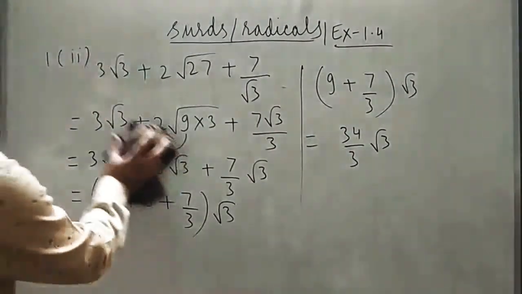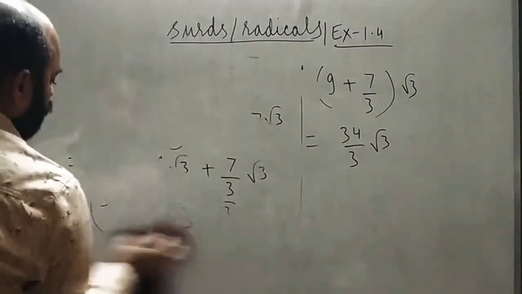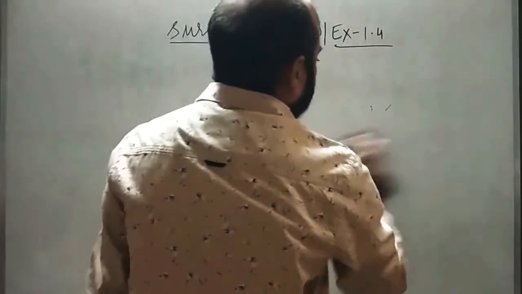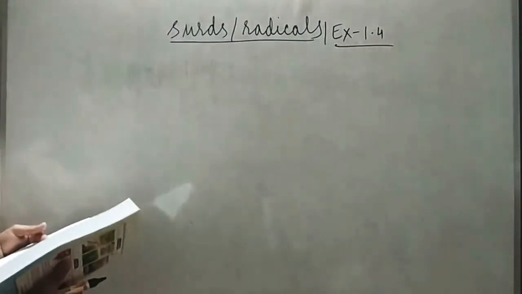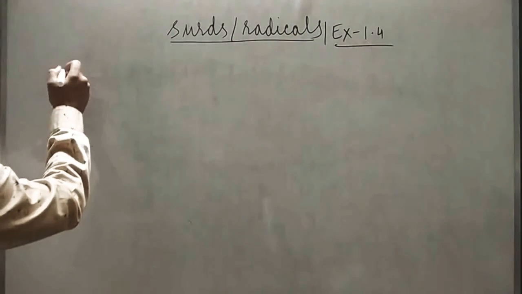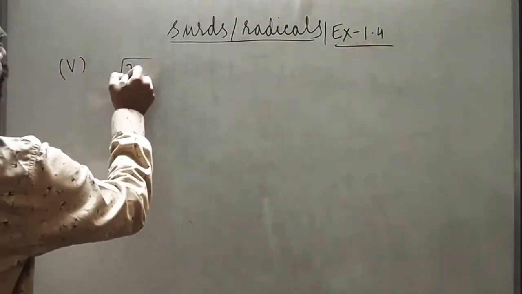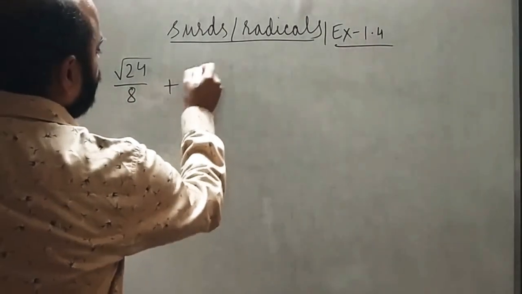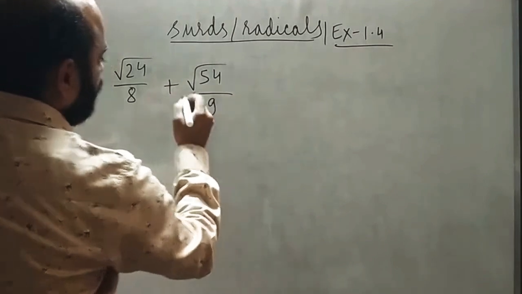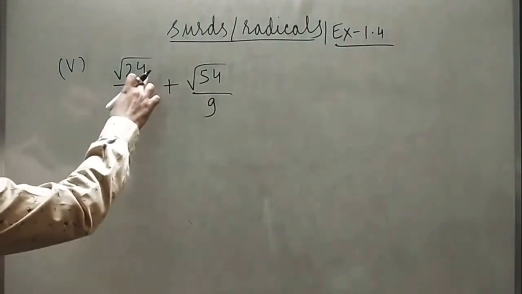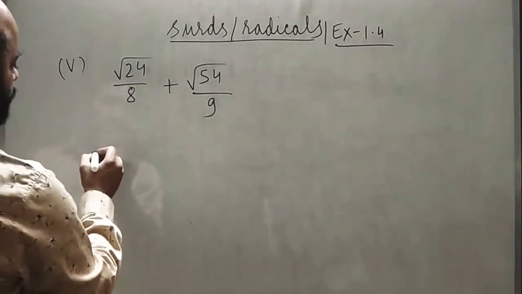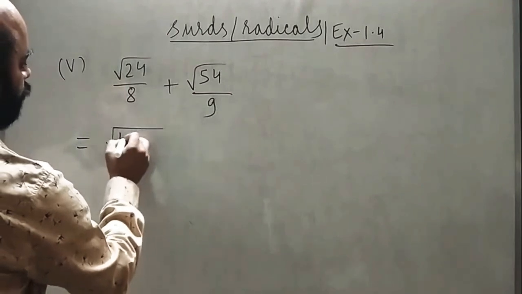Similarly, next one. Next one we can take question number 5th part and 6th part. 5th part is square root of 24 upon 8 plus square root of 54 upon 9. So these are the two questions. So again we can write this as square root of 24. So we can write this as 4 into 6.